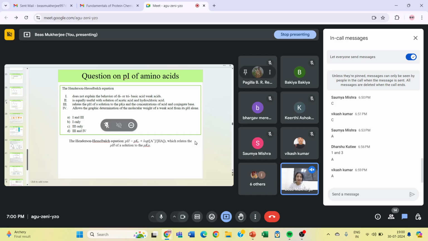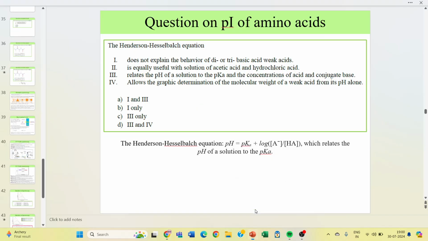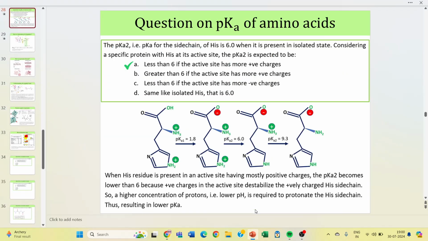Okay, welcome back. And yes, you're very correct. The right answer is 1 and 3 both. The Henderson-Hasselbalch equation does not give very appropriate answers for your di and tribasic weak acids. So yes, this is the correct answer. Now we move on to the next question, which is a new question.